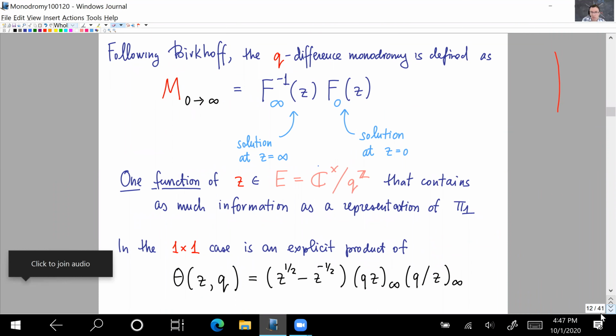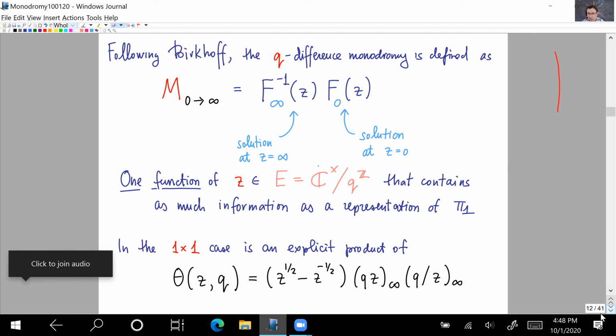And so then you can ask, how are you supposed to think about the monodromy? There's a definition which goes back all the way to Birkhoff, so it's like 100 years old. The monodromy will now be, instead of starting at some point and coming back to that same point, going from one fixed point of the transformation z goes to qz, which is z equals 0, to another fixed point, which is z equals infinity.